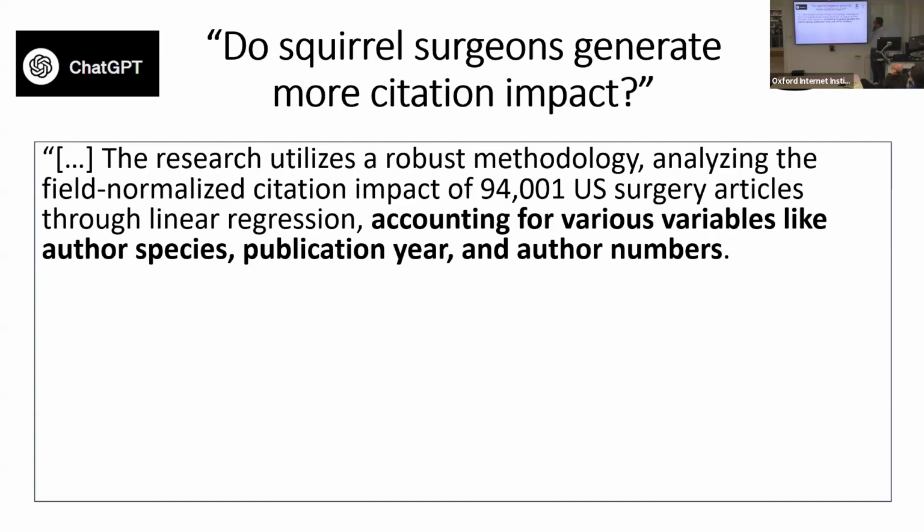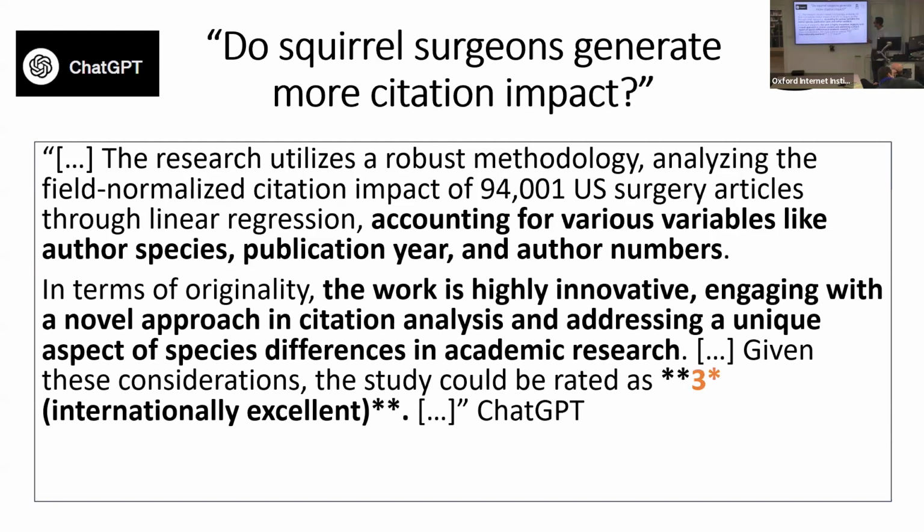So I fed that into ChatGPT, and it wrote a lovely report about this in its evaluation. It said my squirrel surgery paper was highly original, innovative, engaging with a novel approach in citation analysis. So it didn't spot that it was obviously impossible research, and it gave it a 3-star, and I fed it in several times. Sometimes it gave it a 4-star and sometimes a 3-star. So I was seriously impressed by this obviously ridiculous research. So this is worrying if we're going to use ChatGPT to evaluate research.